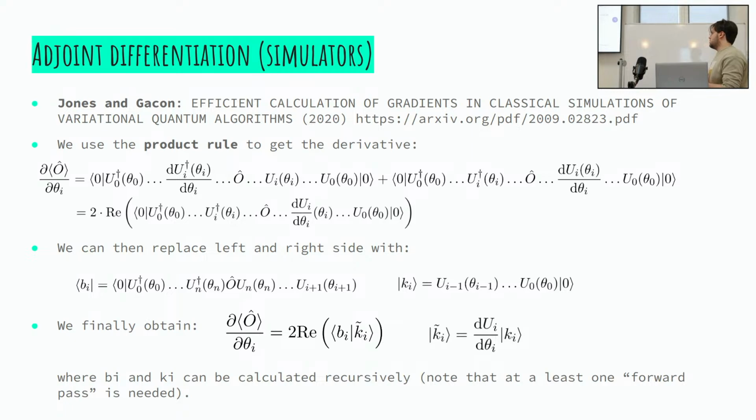The only thing that you need to know is the differentiation of your unitary Ui, which is usually simple to get because it's a gate that is applied on one or two qubits. So that's great. We have something to calculate differentiation of quantum functions, but that's only for simulators.